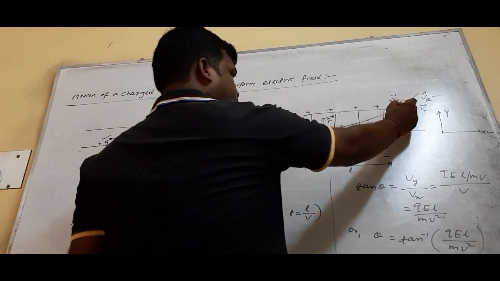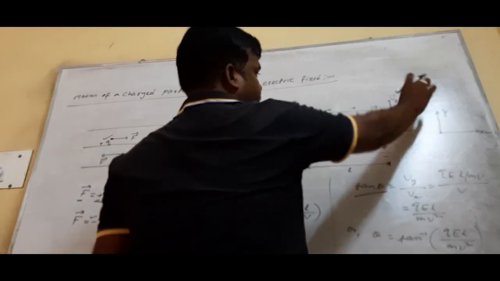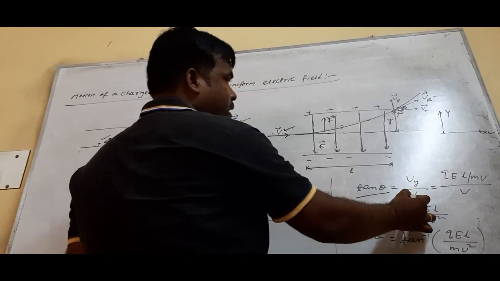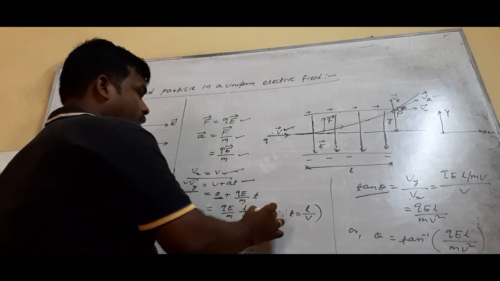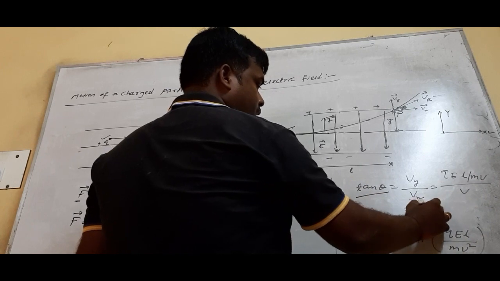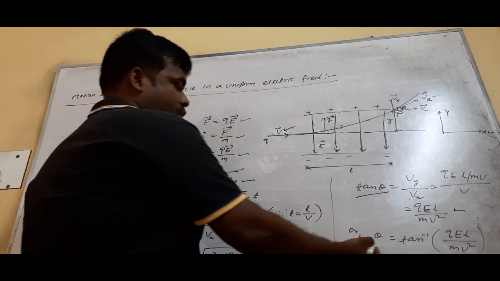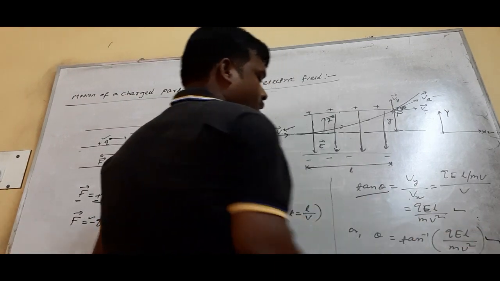Now, what is the angle of deflection? Let it be theta. tan theta is Vy by Vx, and Vy is QEL by mv, divided by V, that is QEL by mv square. Theta is equal to tan inverse of this.